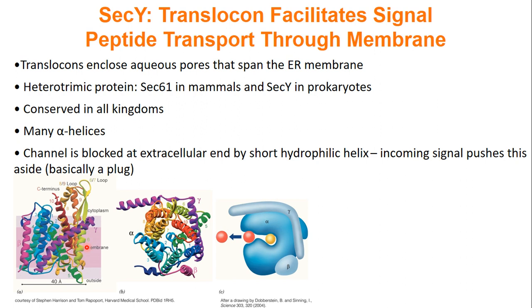These proteins have a lot of different alpha helices, and the channel is not always open, but rather it's blocked at the extracellular end by a short hydrophilic helix. A signal that comes in and says that a protein needs to go through the translocon basically moves this helix aside. So you can think of the helix as a plug that blocks one side of the translocon. A signal comes in that the translocon needs to be used, and this plug moves aside.